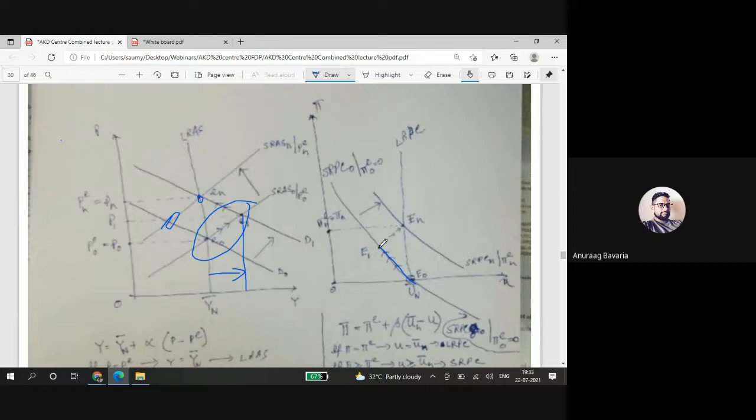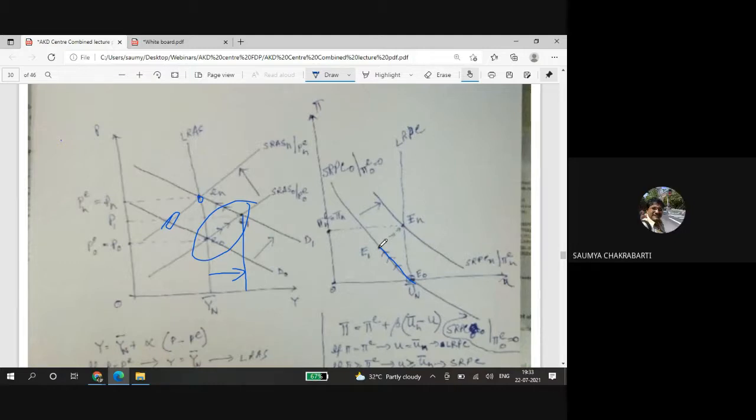Yes, sir. Sir, I have a doubt. Yes, please. The literature mentions two types of rational expectations, weak form and strong form. Would these two forms have different implications policy-wise?